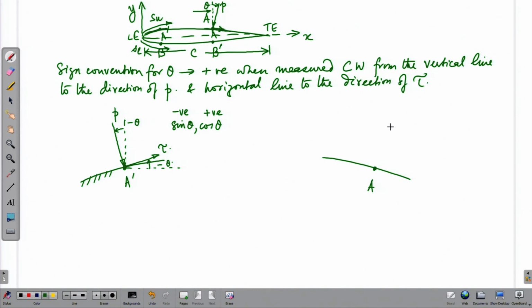For the point A, let us see how it works out. So, this is pressure, this is shear stress, and the horizontal and vertical lines are dotted. You are moving clockwise for both in order to reach the directions from vertical and horizontal. Therefore, these are positive by the convention that we are following. Consequently, sin theta and cos theta terms will be positive, both will be positive.